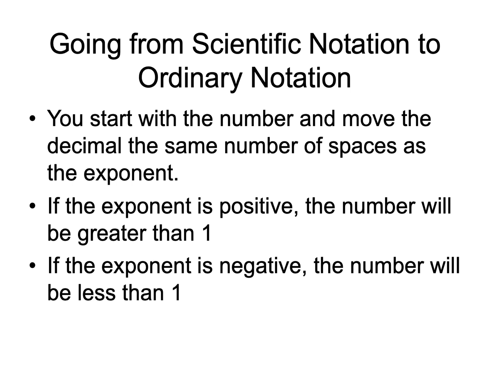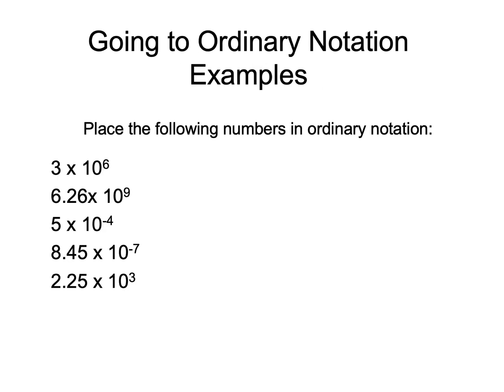You just move the decimal place over by however many times the 10 to the exponent tells you to do. And of course, if your exponent is positive, you expect the number will be greater than 1, and if the exponent is negative, the number will end up being less than 1. It'll be a decimal. So here are some more examples you can practice with. Let's just do a couple of these. I'll let you guys work on the rest.